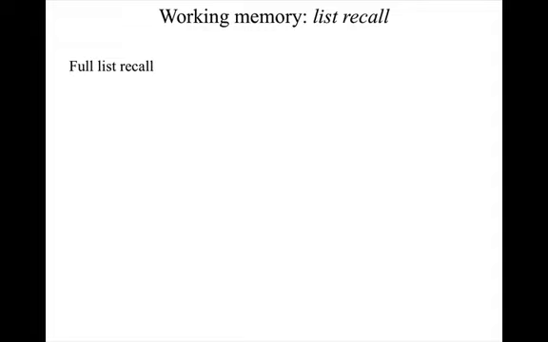In full list recall, subjects are shown a list of objects, like letters, to examine for a few seconds. Lists can be of different lengths. Lists can be numbers or words. Immediately afterwards, the test subjects are asked to report the objects in any order. Now, subjects make errors. They may miss an item or less often put in an item that's not there.